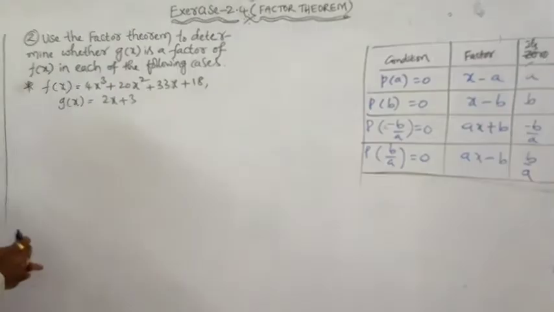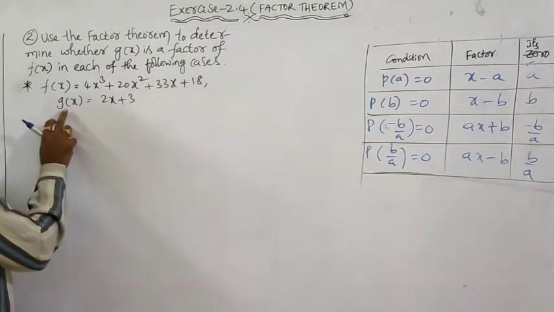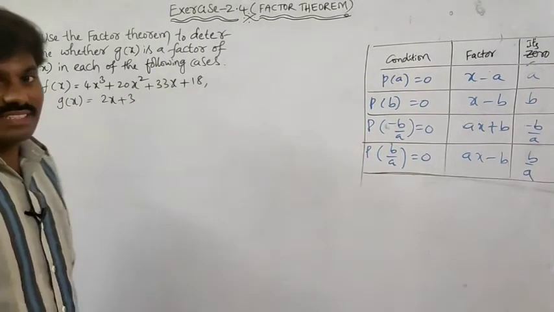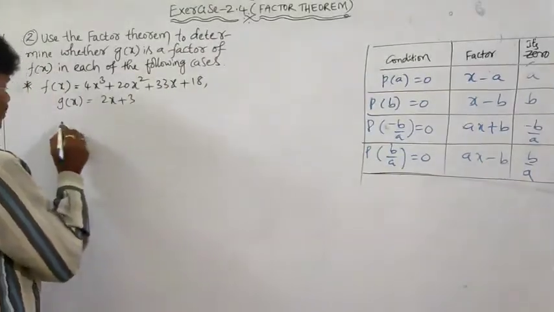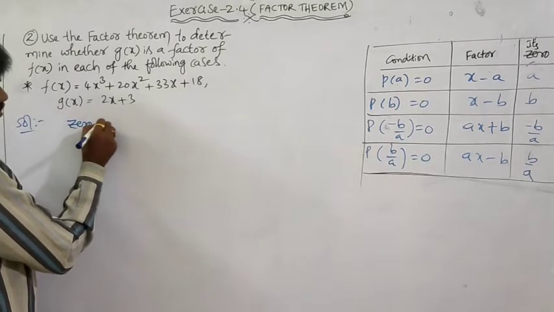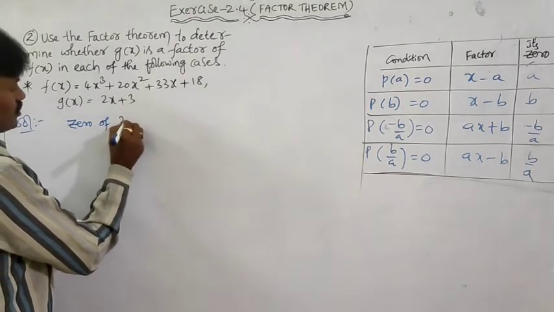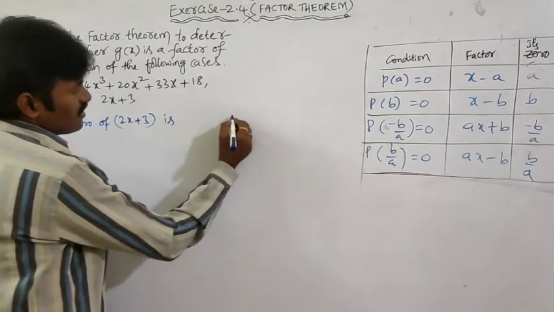That is f of x is equal to 4x cube plus 20x square plus 33x plus 18. Here we have to check whether 2x plus 3 is a factor or not. First of all, immediately what do we have to find? What is the 0 of this divisor? The 0 of 2x plus 3 is, can you guess what that is?